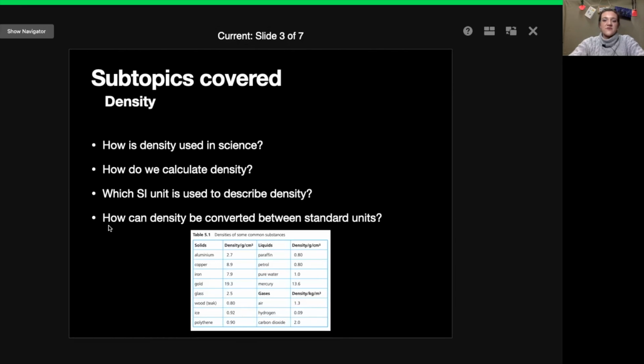How can density be converted between standard units? Because our SI unit is kilograms per cubic meter, we need to change any other units into kilograms per cubic meter. So if you have grams per cubic centimeter, then you need to change it to kilograms per cubic meter. And this is where your knowledge of scientific notation comes into play, because you will need to change using your scientific notation with your 10 to the powers of.